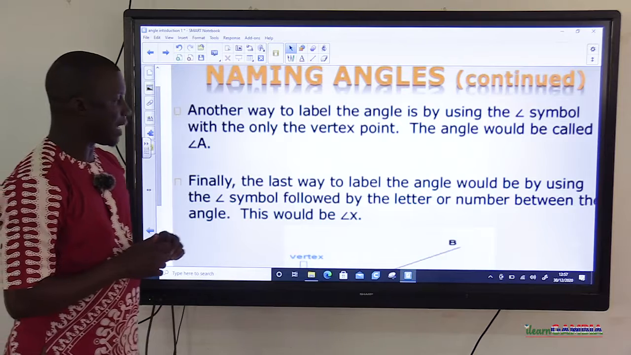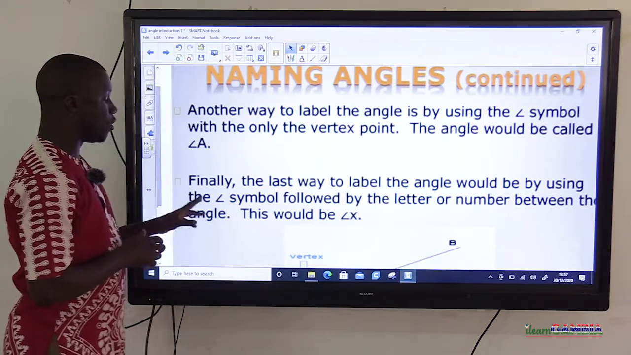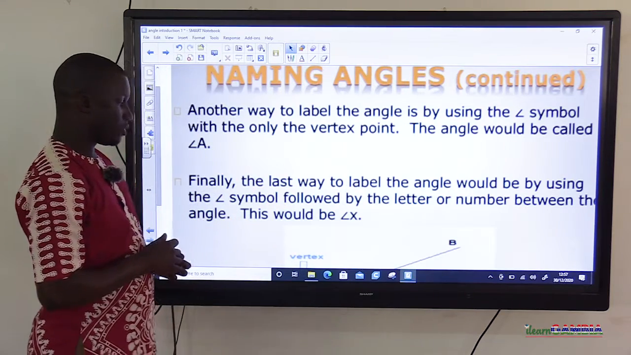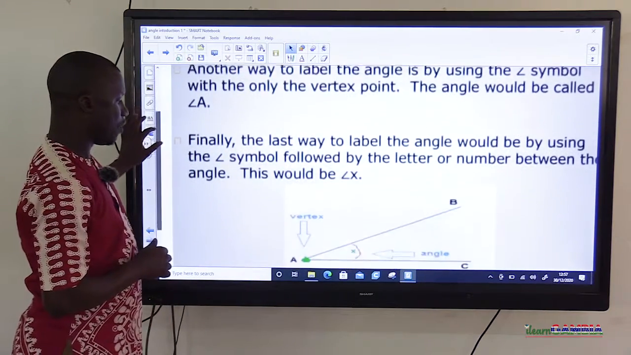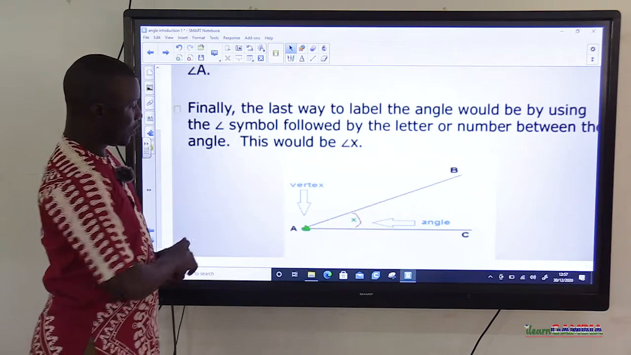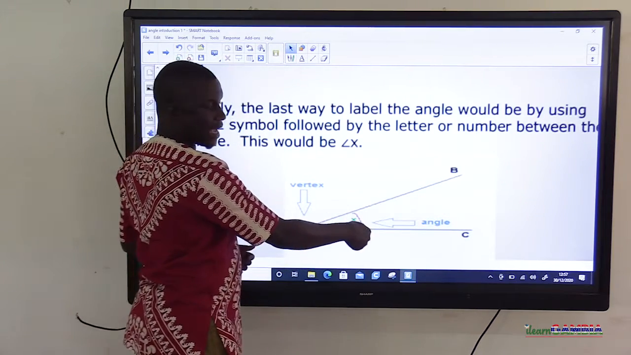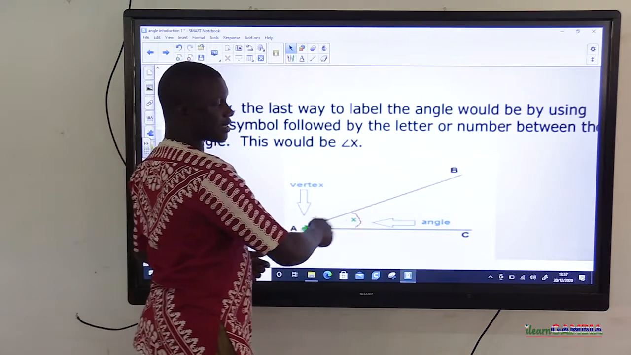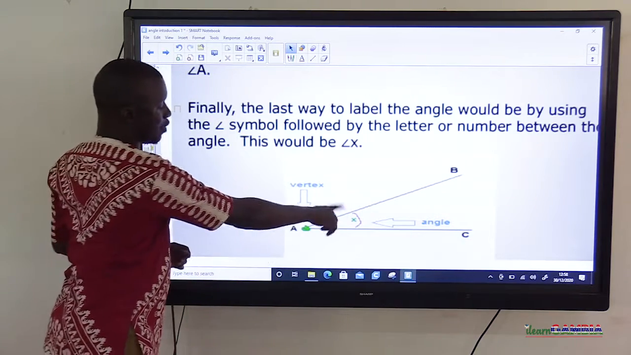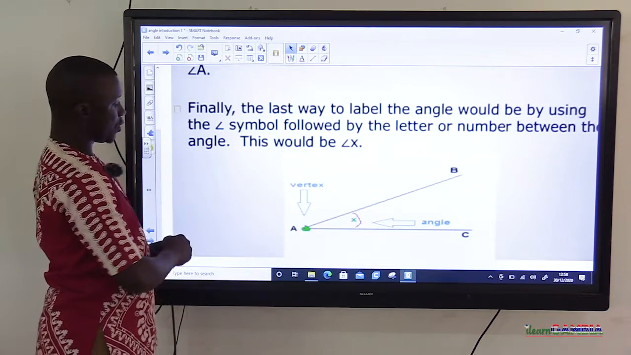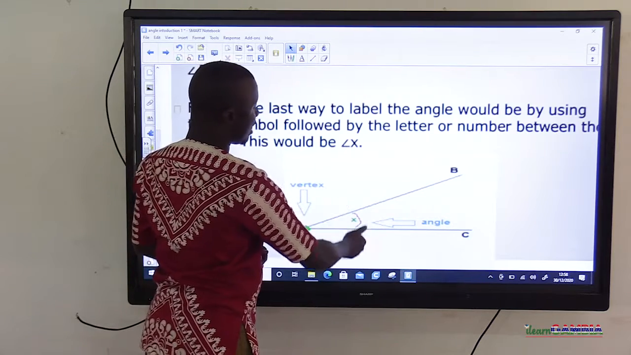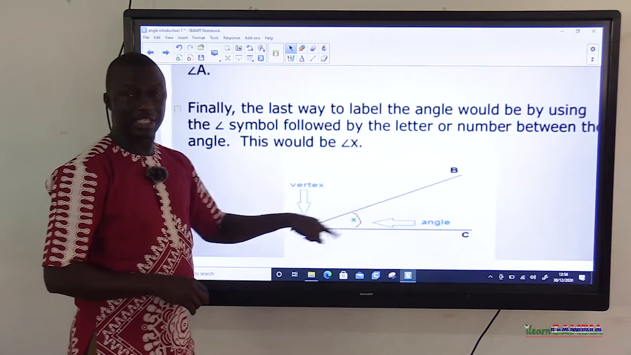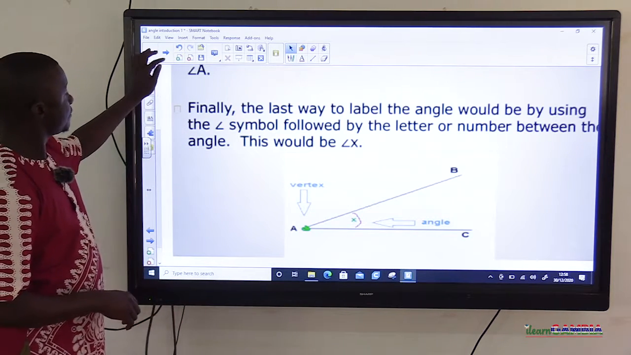Finally, the last way to label the angle would be using the angle symbol, followed by the letter or number between the arms of the angle. This would be angle X. We can name them from the inside this time around, where the angle is. You can see the angle is named here as X. So if you have a diagram and the angle is labeled as X, we can say this is angle X, representing the interior angle here.